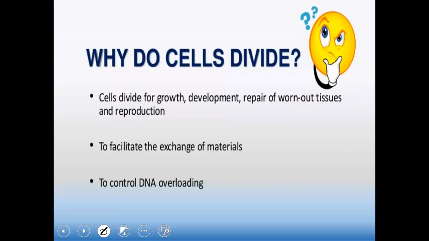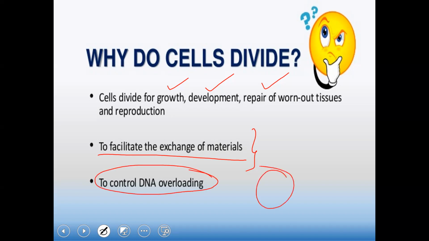Now, overall, we have to understand why cells divide. For various purposes. We know the reasons: a cell divides for growth, for development, for repair of wound tissues, and for reproduction. We also need to understand the importance of cell division: it facilitates the exchange of material, maybe genetic exchange, physiological exchange, or cellular exchange. So at every level, it helps in facilitating the exchange of materials.